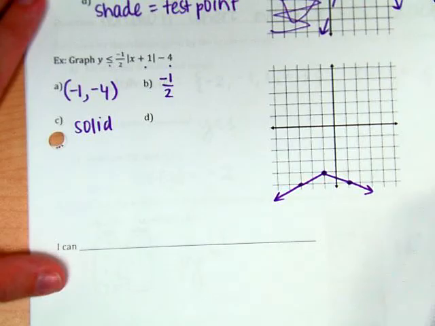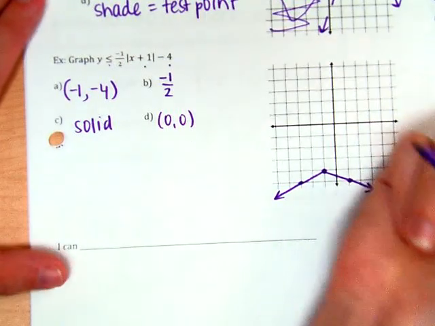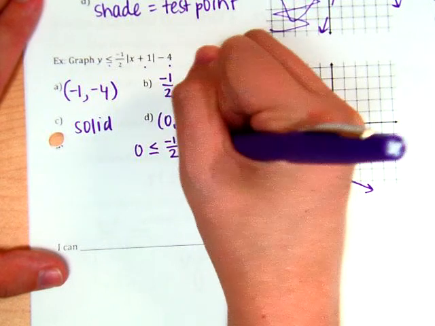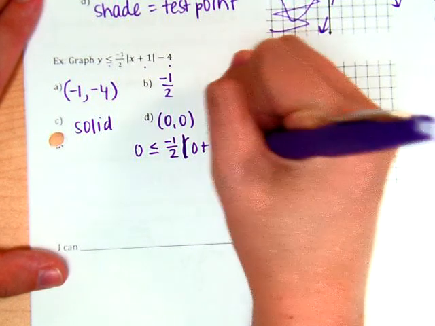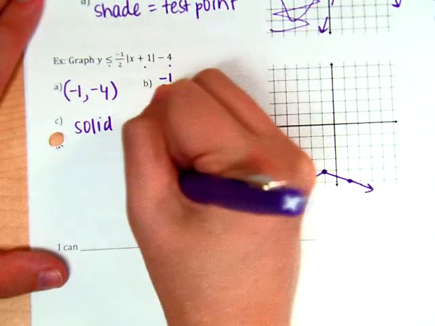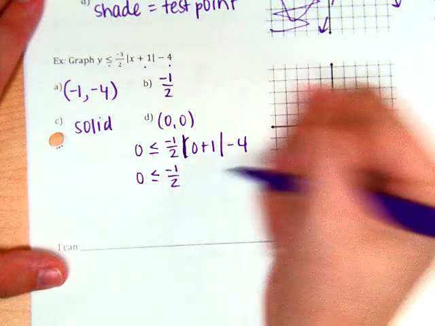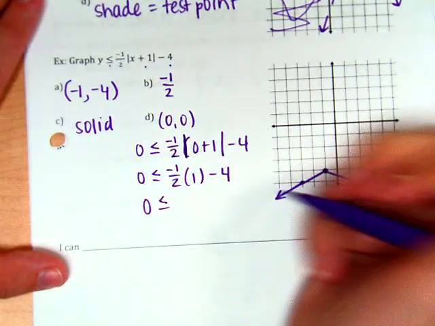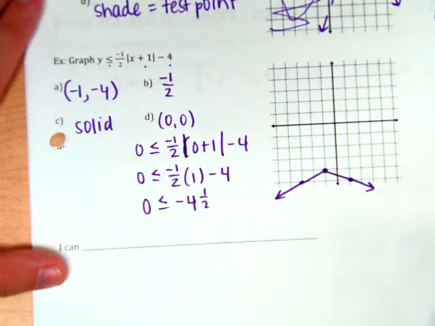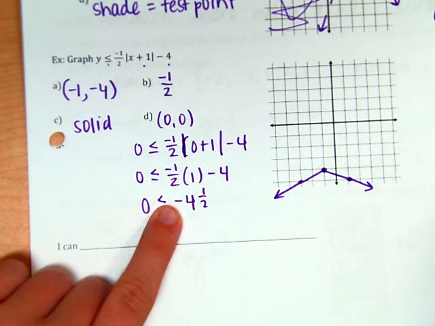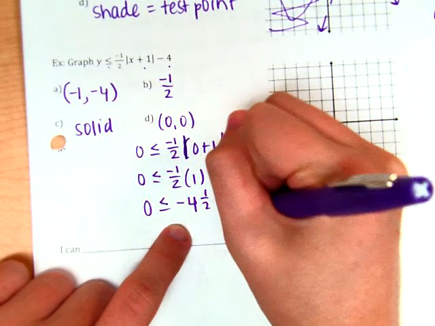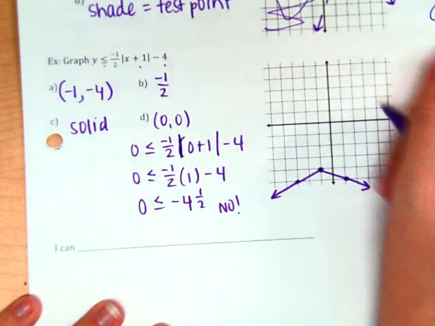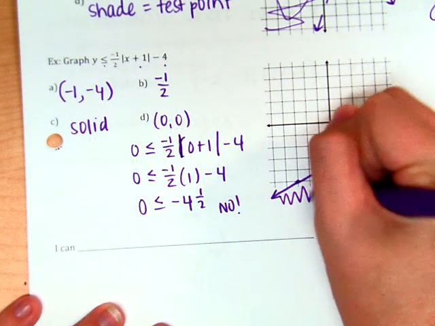And then test point, let's do 0, 0. So, 0 less than or equal to -1/2, absolute value of 0 plus 1, minus 4. 0 less than or equal to -4.5. Is 0 less than -4.5? No. -4.5 is definitely less than 0. So that means it's not up here. It's got to be below this thing.